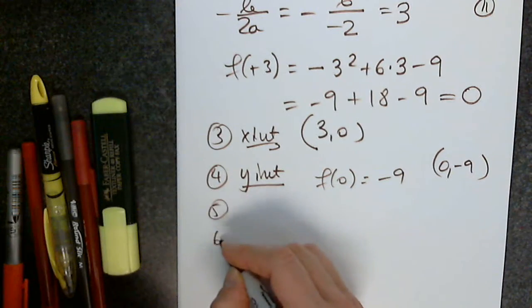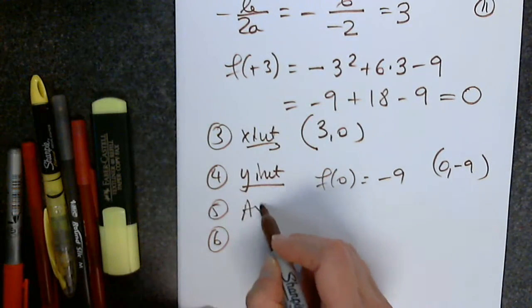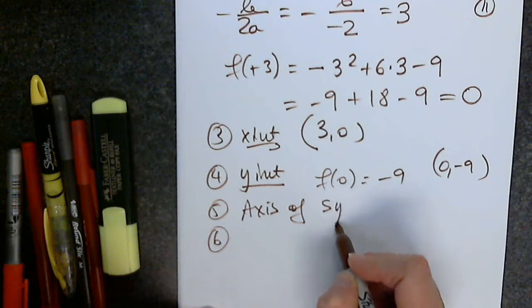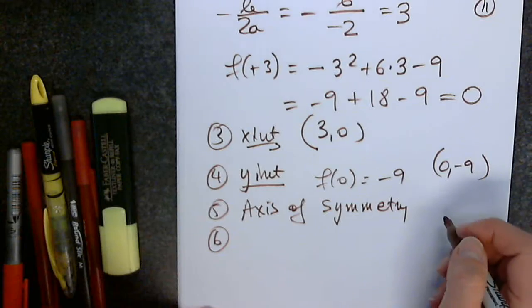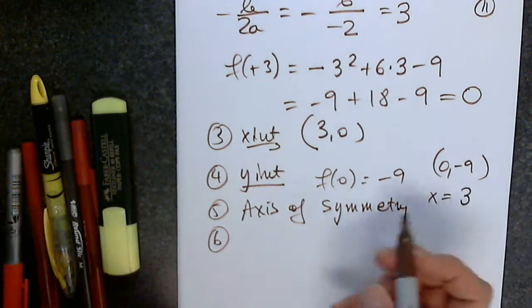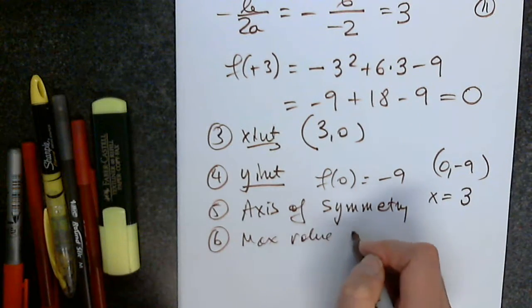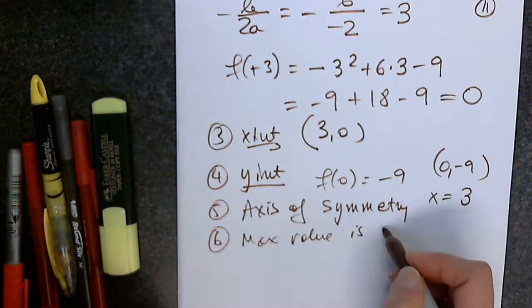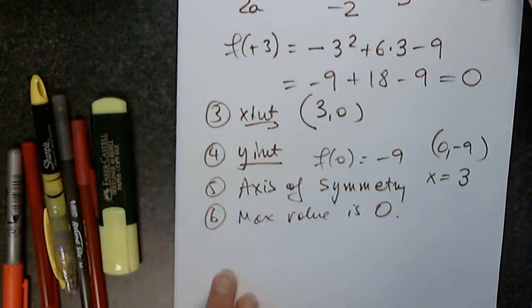And number 5 and number 6. Axis of symmetry is x equals 3. I completely agree. And since you said it has a maximum, max value is very good. Wow. That's what I like.